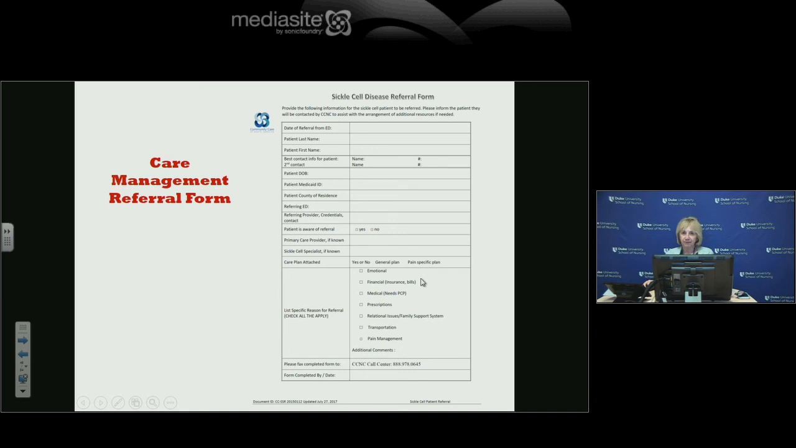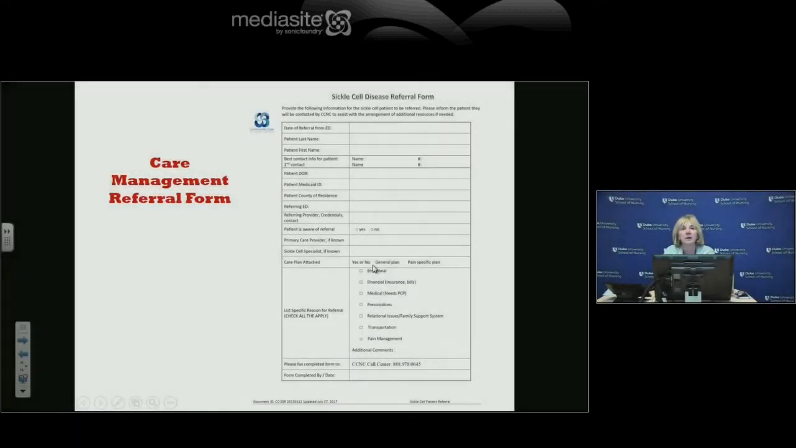And then finally, these are the needs. So this is a streamlined list of needs that you can screen for, and it's emotional, financial, medical, prescriptions, family, transportation, pain management. And then you just fax it off to this call number.